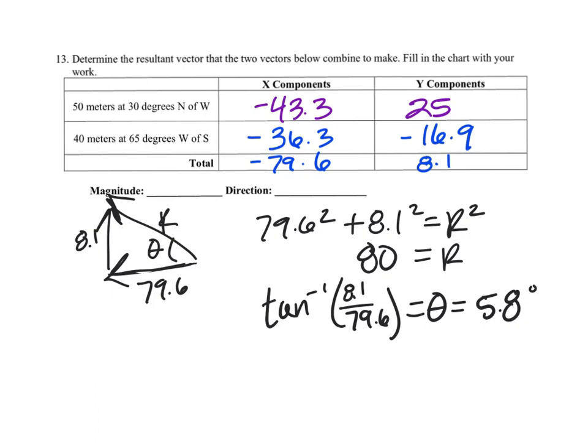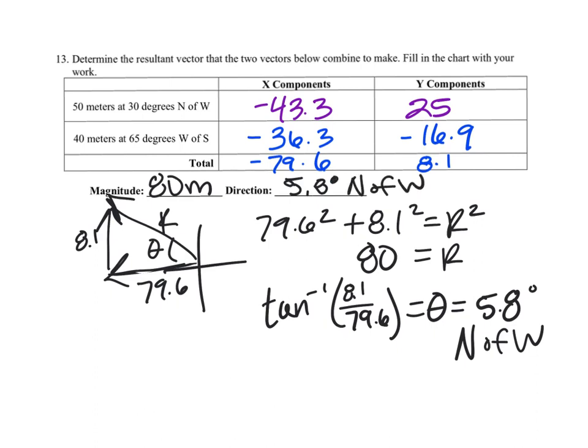And then we need to know the compass part of our direction, so we can see that this is touching the west axis and it's going above it, so north of west. So then to put everything together, our magnitude is 80 meters at 5.8 degrees north of west.